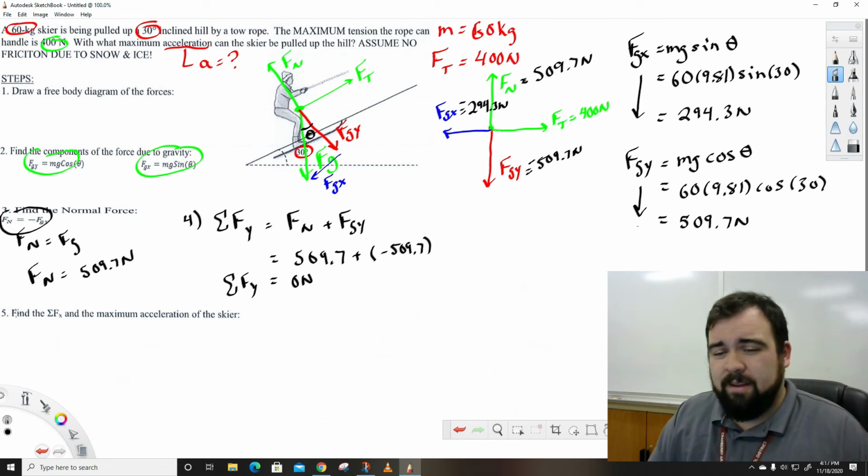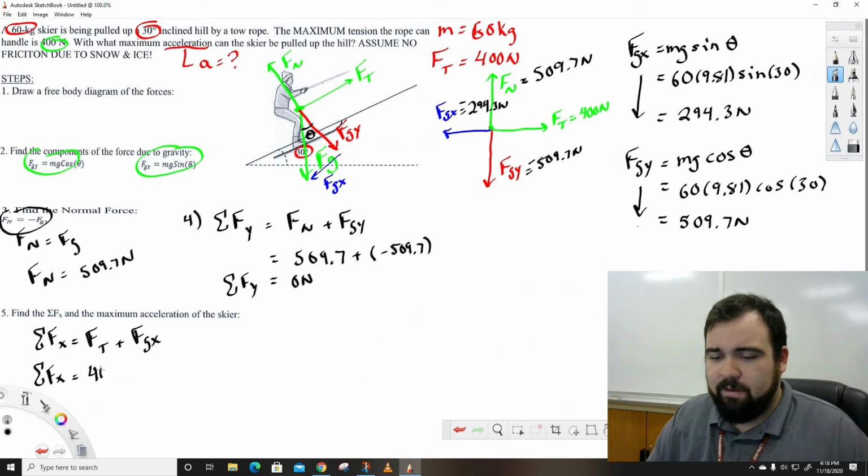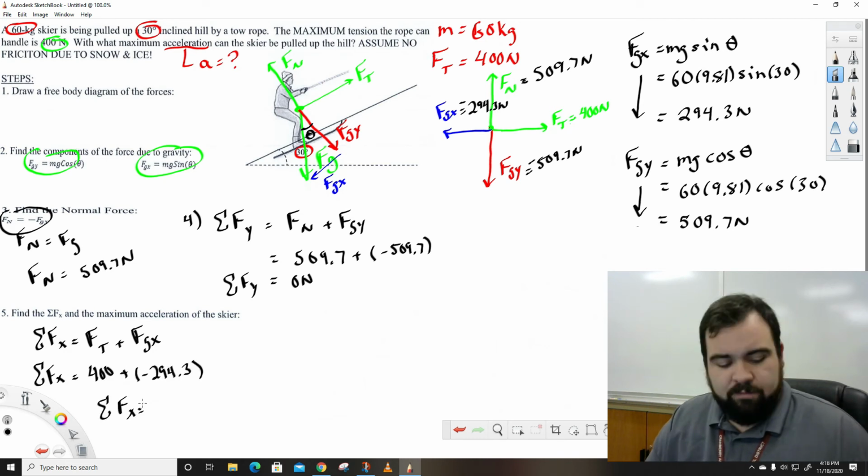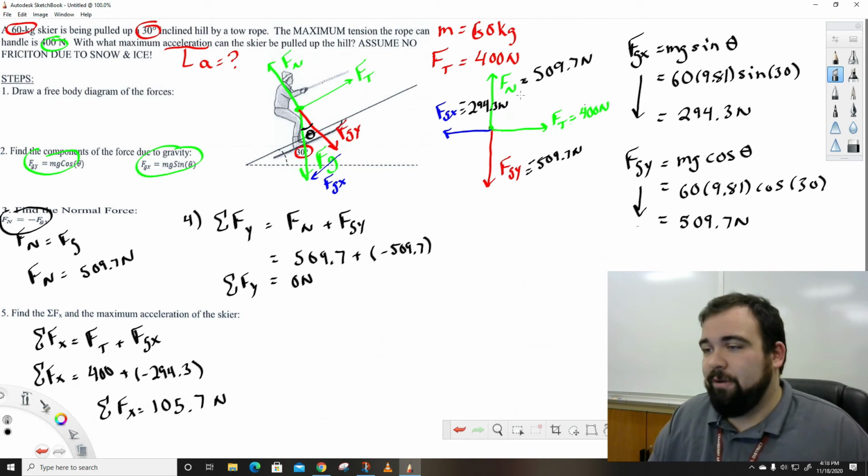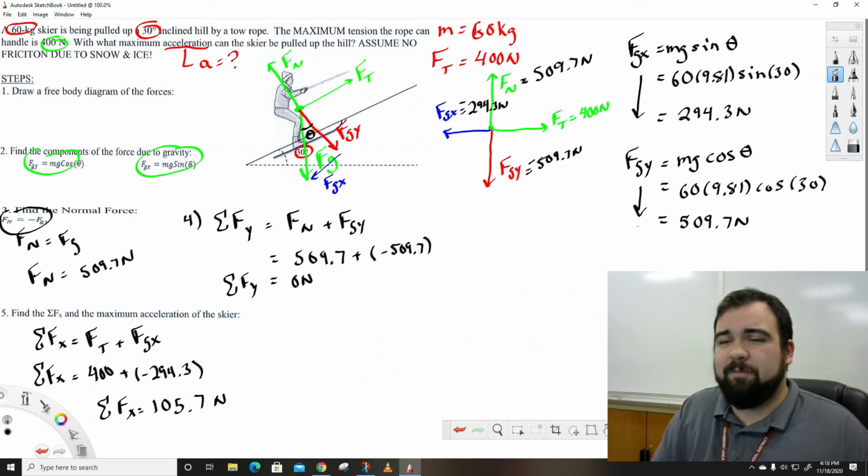Okay. The next step would be finding the net force in the x direction. So that one is going to be the sigma Fx. That's going to be our x values, which is going to be the force of tension and the force of gravity in the x direction. Plugging those in and then solving gets you the following. It gives you a net force in the x direction of 105.7. So that's the sum of our x components. Our y's canceled out, got a 0, our x's did not, and gives us a total net force of 105.7.